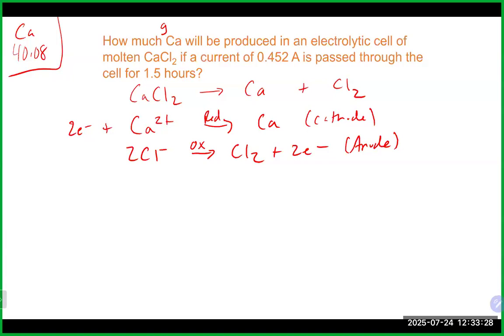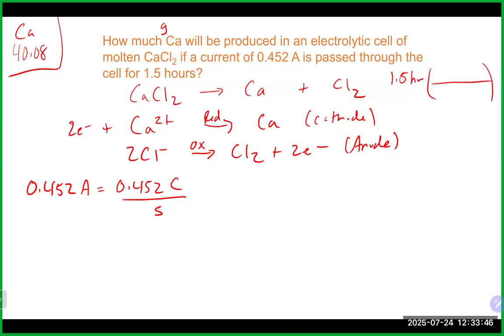All right, so we do have the amperage given to us. We have 0.452 amperage, which is 0.452 coulombs per second. We're going to run it for 1.5 hours. And in an hour, there's 3,600 seconds. So we'll go 1.5 times 3,600. That's going to be 5,400 seconds.